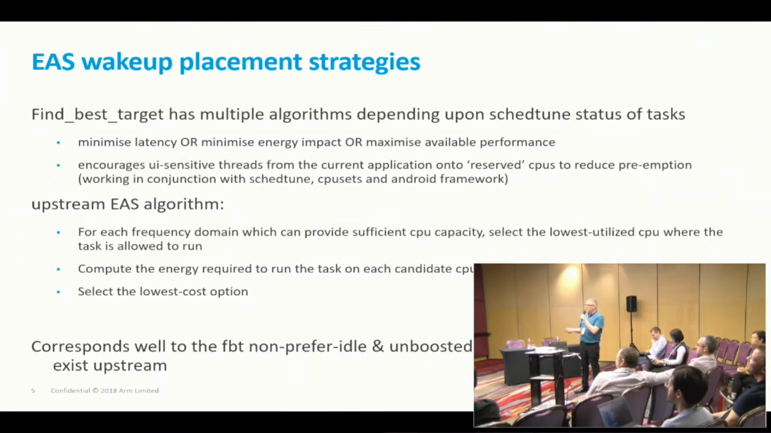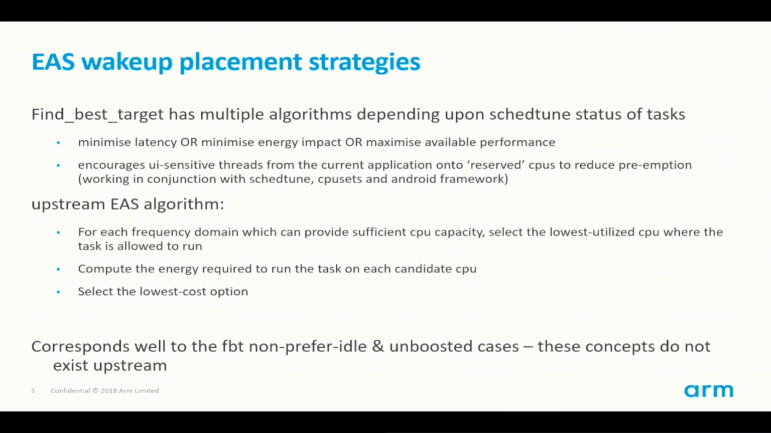What the upstream EAS algorithm does is, for each frequency domain which is big enough to hold the task, where the CPU capacity is large enough, we find the CPU with the lowest utilization and we select that as an energy candidate. And then we compute the energy for the task on each candidate CPU and select the lowest cost option. So this is actually pretty close. It works differently, but it turns out to be pretty close to what find best target actually does. So it's using a different set of heuristics, but the eventual CPU selection is almost identical.